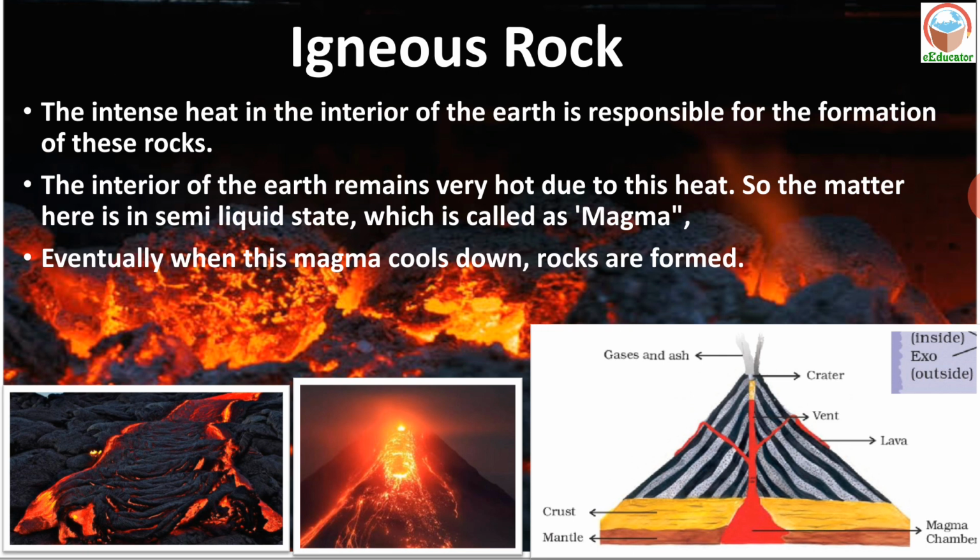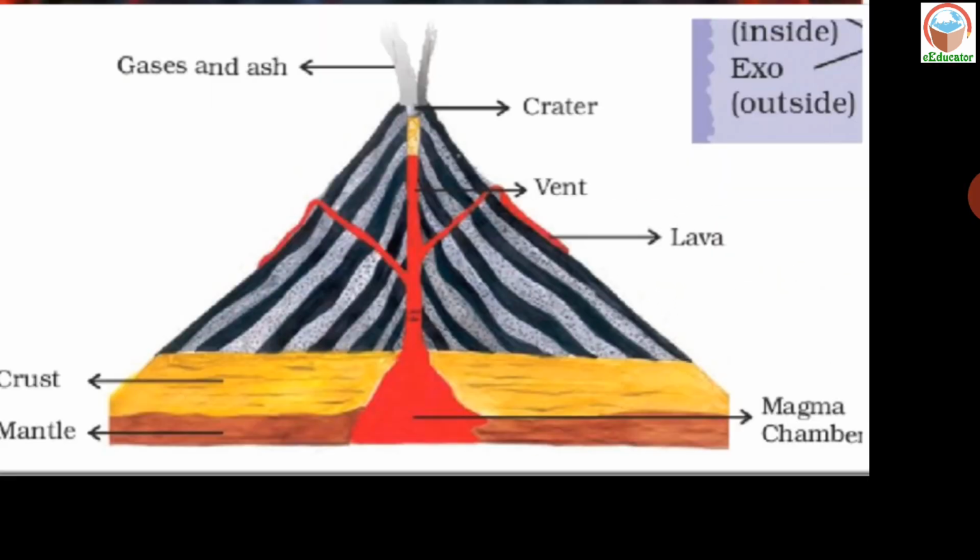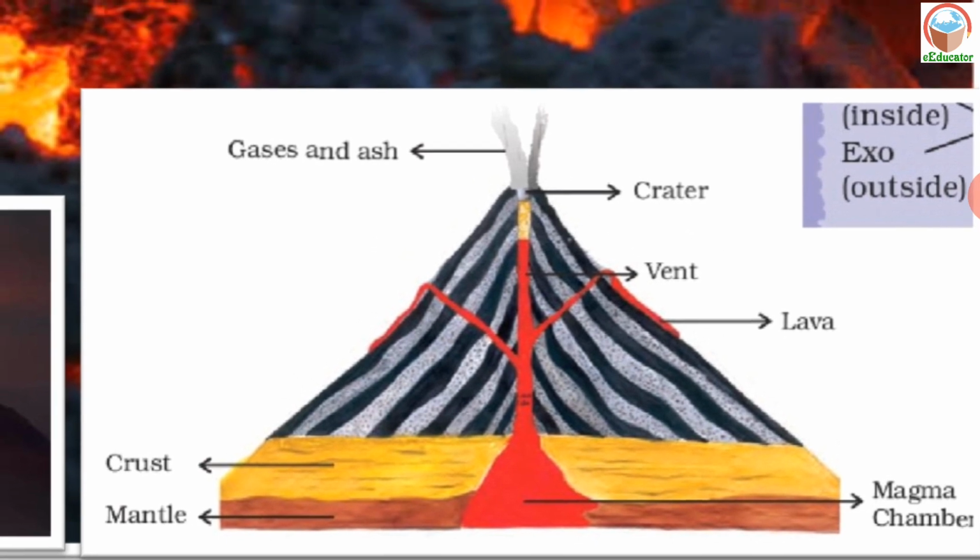Eventually means when this magma comes upwards on the Earth, like with volcanic activities. You can see here the magma chambers, the crust and the mantle. Because of plate tectonic activities and some earthquakes, volcanic rise may happen. So when the volcanic eruption happens, that magma comes on the Earth surface as lava.